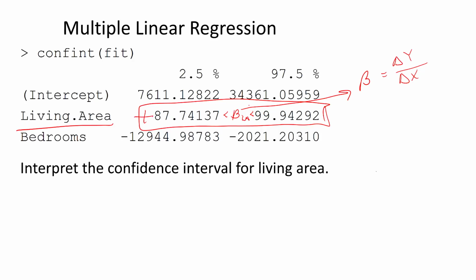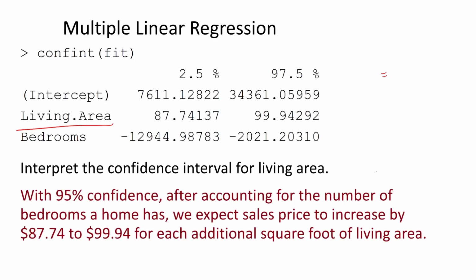Both of these are positive, so that means mean home price increases by between $87.74 and $99.94. And remember, we have to add the caveat after holding number of bedrooms constant, or after accounting for the number of bedrooms a home has. So with 95% confidence, we expect sales price to increase by $87.74 to $99.94 for each additional square foot of living area after accounting for the number of bedrooms.